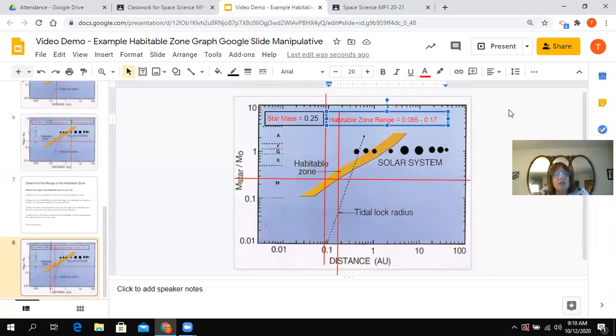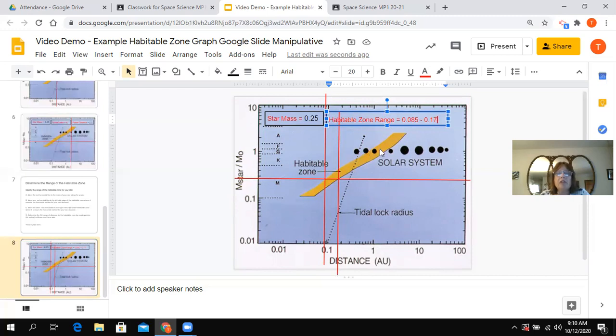One of the things I see students doing when they identify the habitable zone for their star is they'll place one vertical line way over here at this edge, and they'll place the other vertical line way over here at this edge. That is not the habitable zone range for any star. The habitable zone range is only where this horizontal line that represents the mass of your star crosses this diagonal that represents the habitable zone.